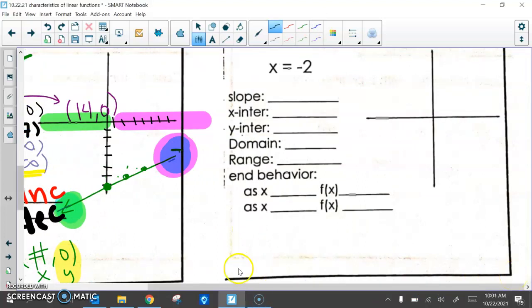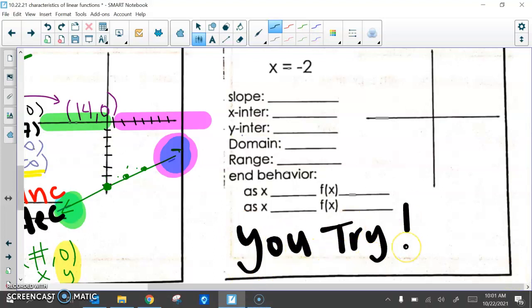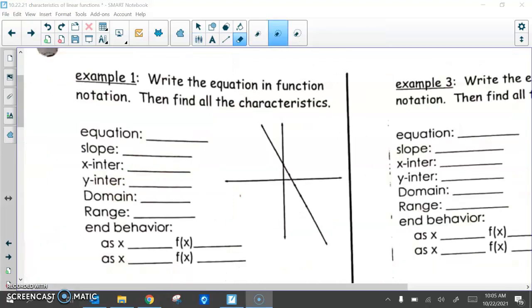Okay, so I want you guys to try this problem and then check your answers with the answer key on Canvas. Okay, for this next example, you're going to need to watch the next video.